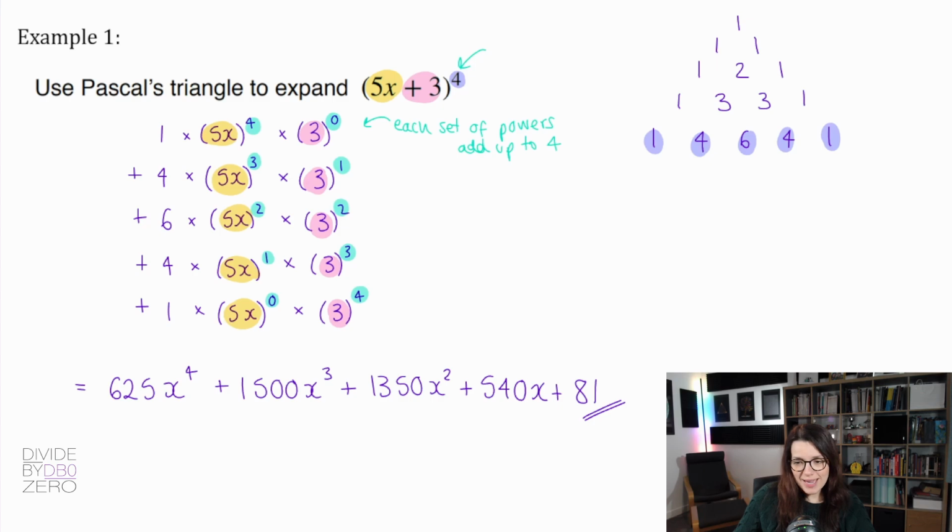As an example, to get the 625, you can type this in your calculator. 1 times 5^4 times 3^0. And that comes from that first bit of working out there. Then it's x^4 because that's the power of x in that line.